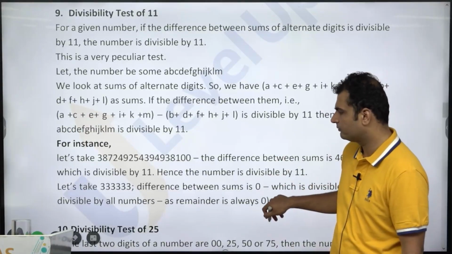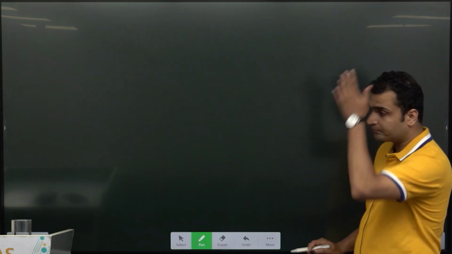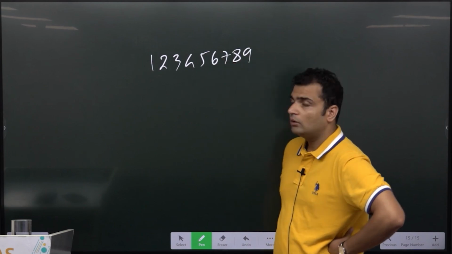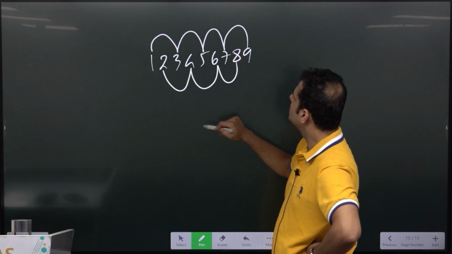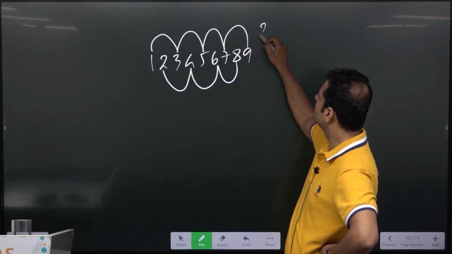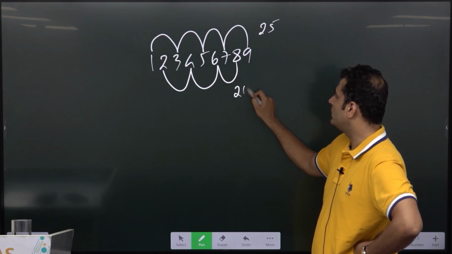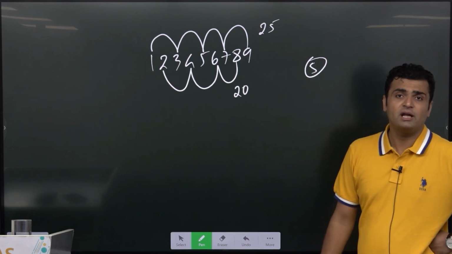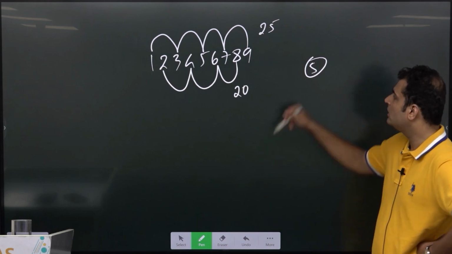नाउ टेस्ट ऑफ 11, ये थोड़ा अलग है. 11 के लिए what we do is, if we have any number, we add alternate digits and take their sum. 1 plus 3 4, 9 plus 7 16 plus 9 25, and this is 2 plus 4 6 plus 6 12 plus 8 20. You take the difference. Difference is in this case 5. If this difference is divisible by 11, number is divisible by 11. यहाँ पे नहीं है, 5 is not divisible by 11, so this number is not divisible by 11.